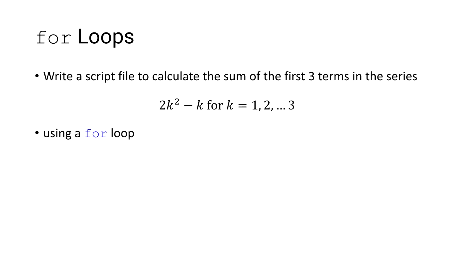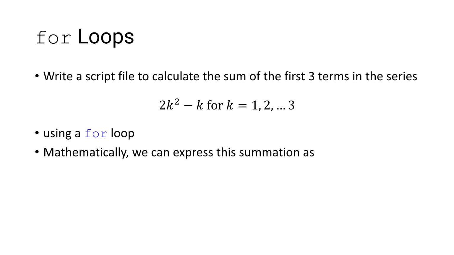Our goal for this video is to write a script file to calculate the sum of the first 3 terms in the following series, 2k squared minus k, for values of k starting at 1 and ending at 3, and we're going to do this using a for loop. Mathematically, we can express this summation using the summation symbol.